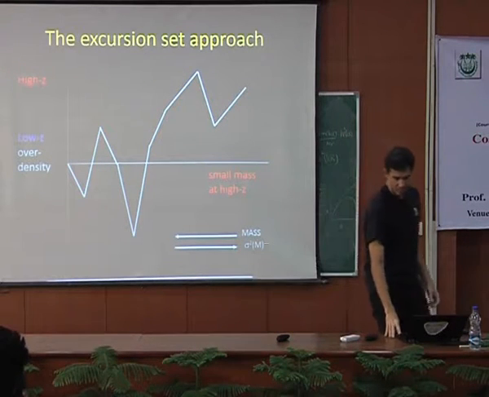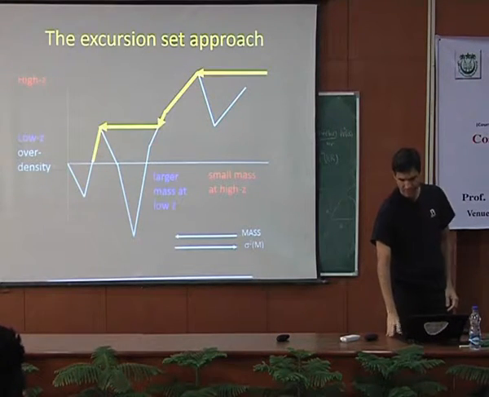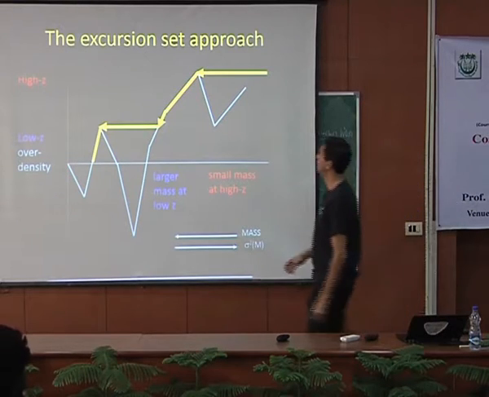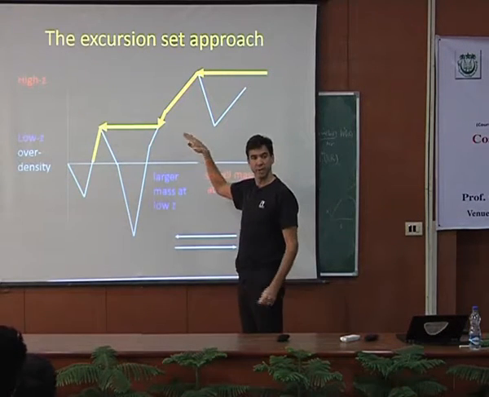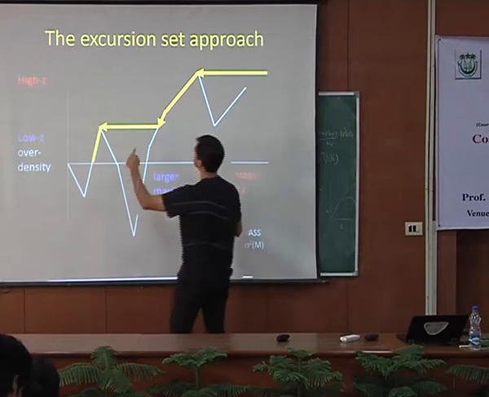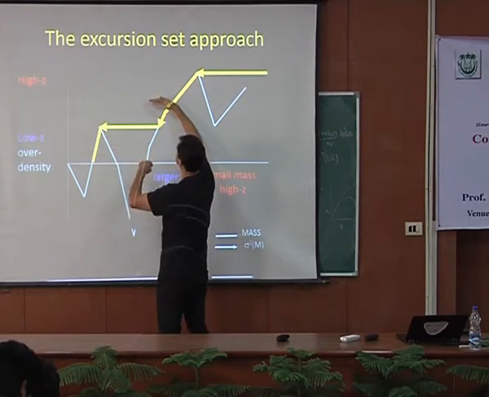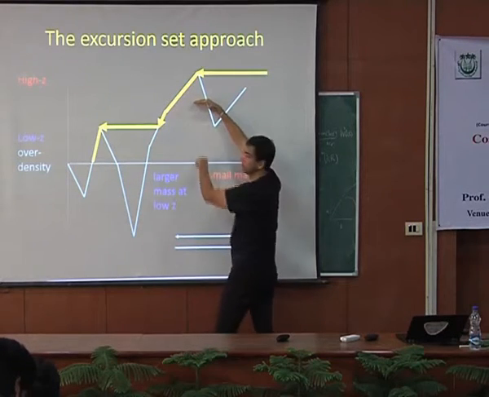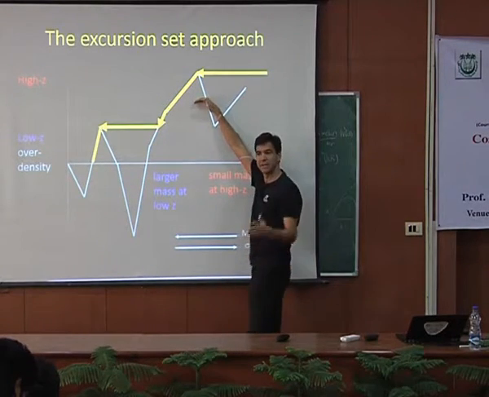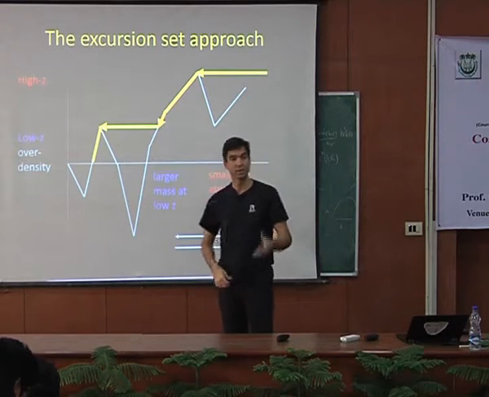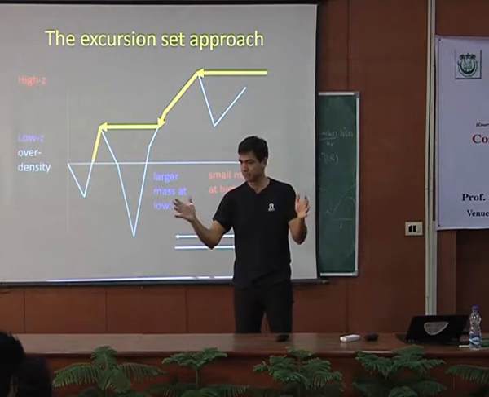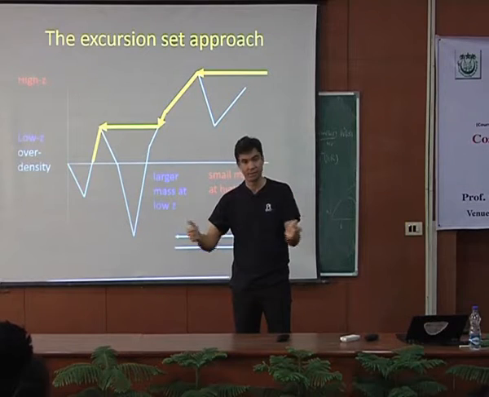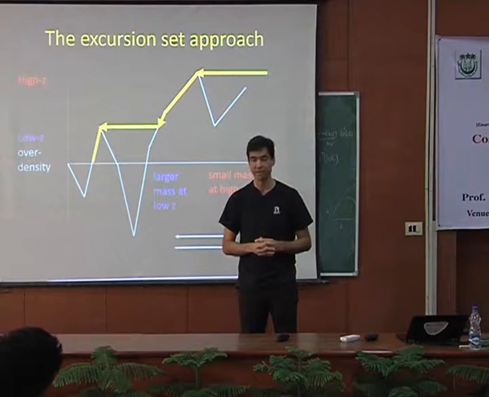Now, what we will do soon is try to estimate what fraction of walks first cross the barrier on this scale, or what fraction of walks first cross the barrier on this scale. And that will be telling me something about the number of objects of a big mass. Big mass means big smoothing scale, and the other means small smoothing scale. Small mass is small smoothing scale.